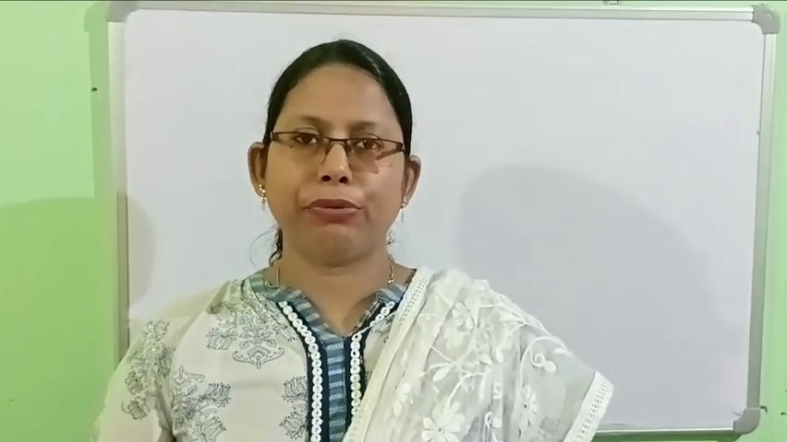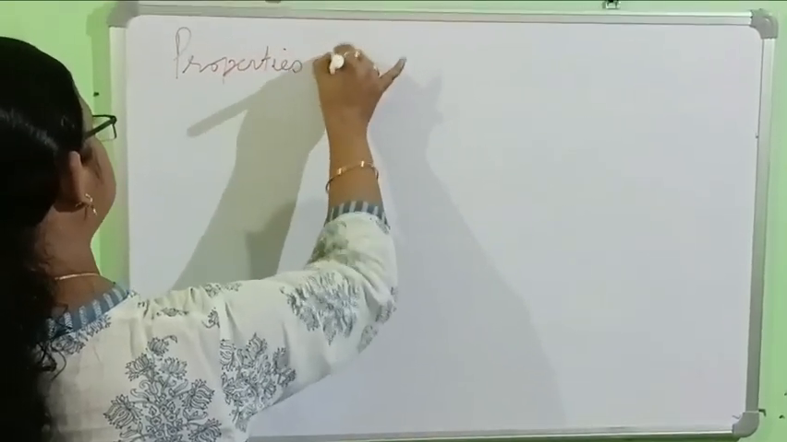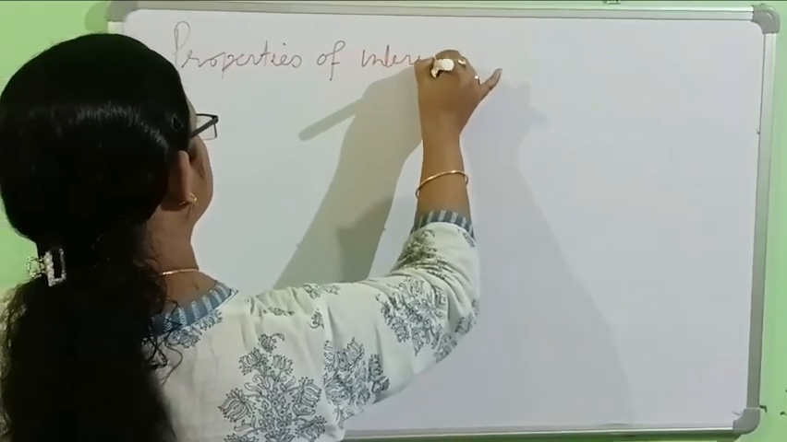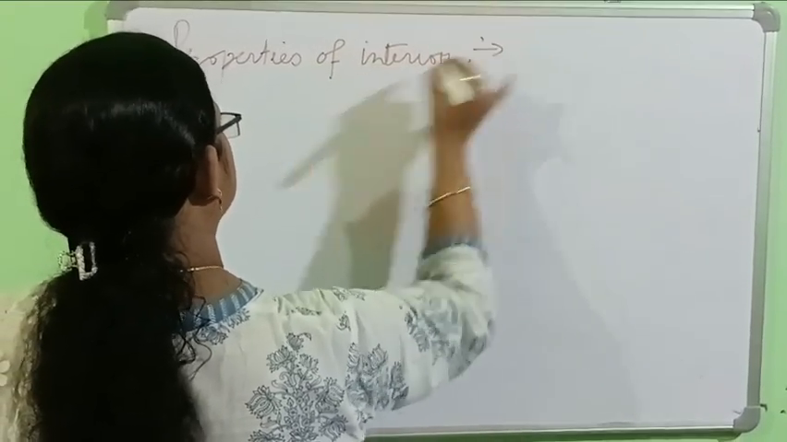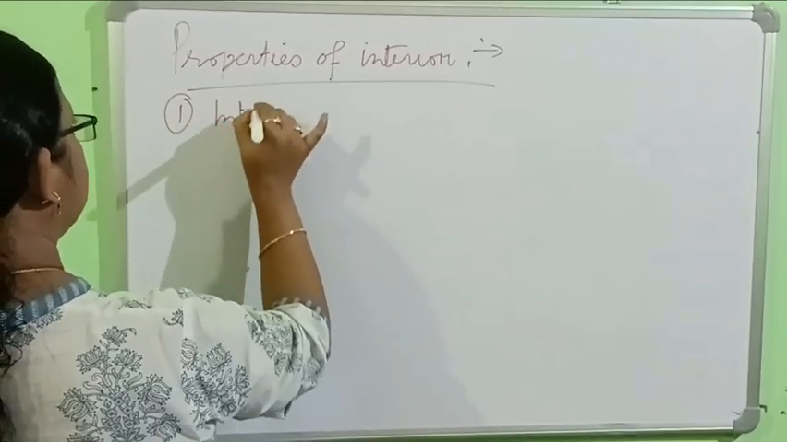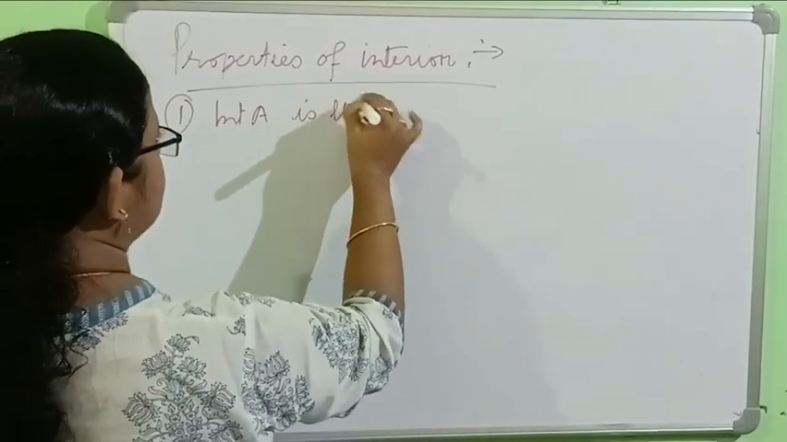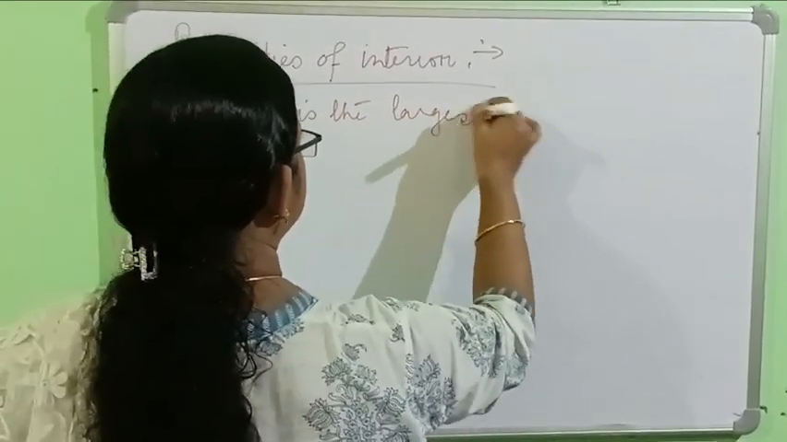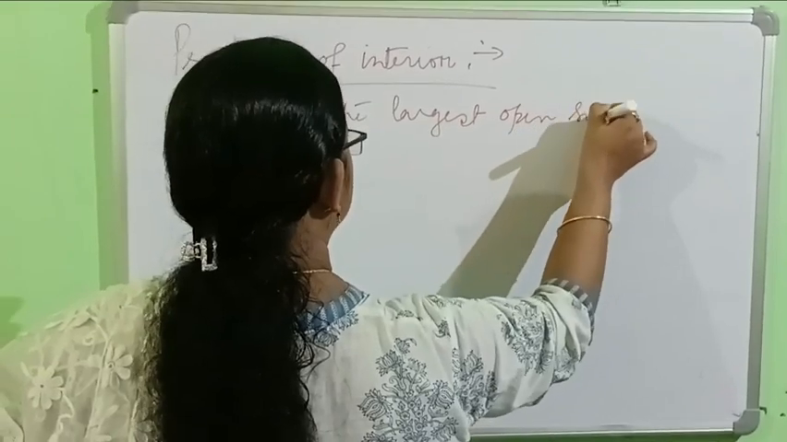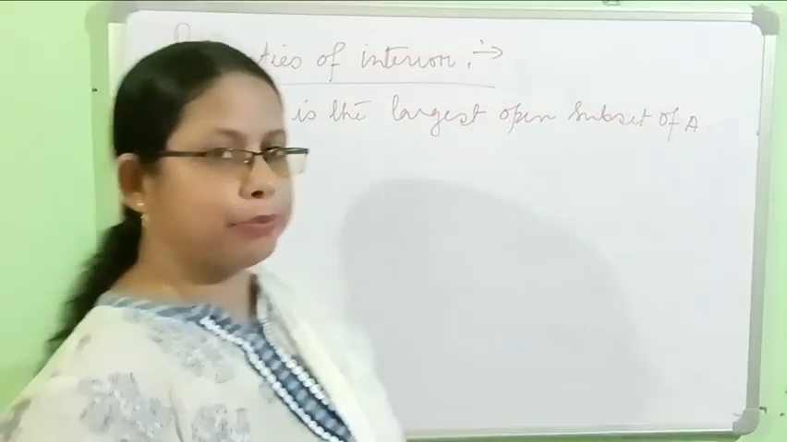In this lecture, we are going to discuss the properties of interior of a set in a metric space. Properties of interior. First is: interior of A. Interior of A is the largest open subset of A, where A is a subset of a metric space.